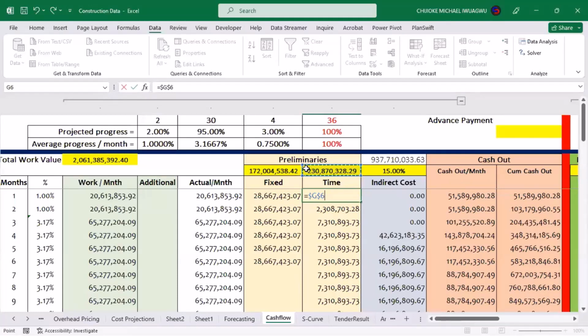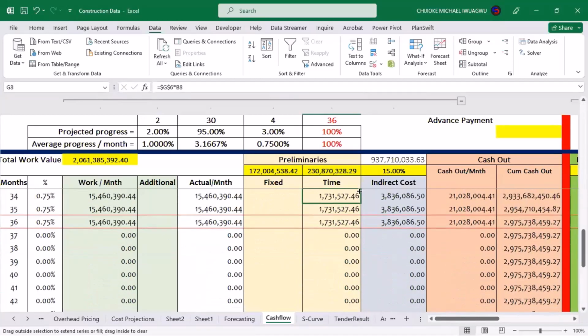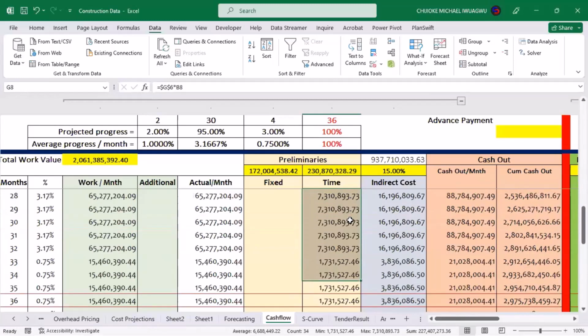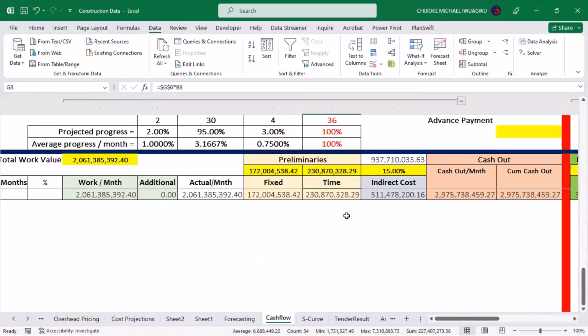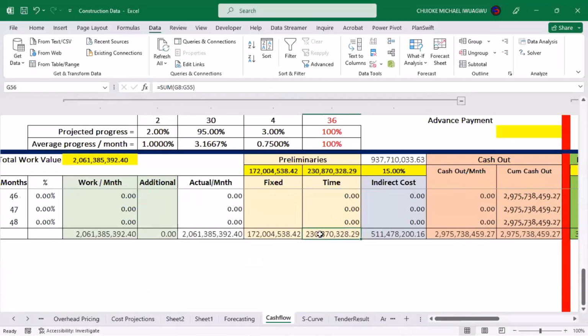Once we have it fixed, the next thing that we need to do is multiply by this percentage that you have on this side, and you click enter. It will give you an amount of 2 million, and then you drag it across, also drag it down, and it will give you a figure. Drag it down up to the last. At every point in time, make sure that the summary total that it is giving you is also equal to the total that you have on top.